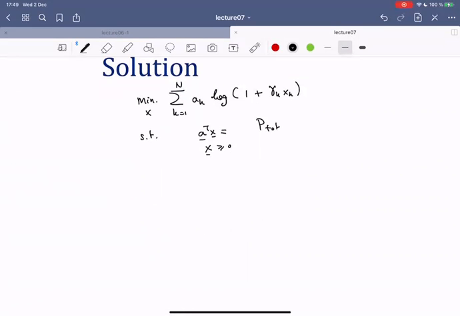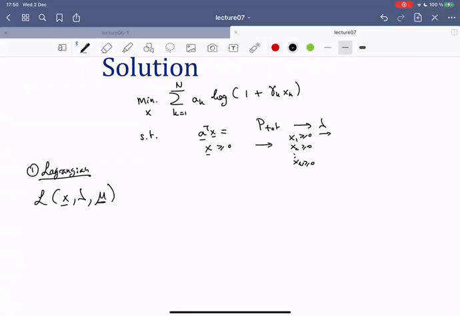The first step is the Lagrangian. The Lagrangian is a function of x. It is a function of lambda, where this lambda corresponds to this equality constraint, and it is a function of a number of additional Lagrange multipliers, one for each of these. So I can write all of these as x1 is greater or equal than 0, x2 is greater or equal than 0, and so forth, till xn is greater or equal than 0. With this, I have a Lagrange multiplier mu1, mu2, till mun.